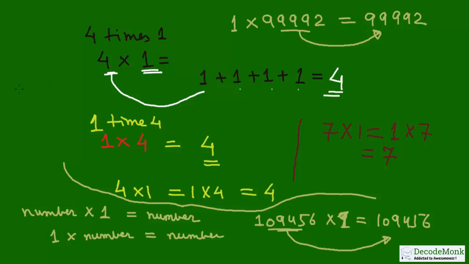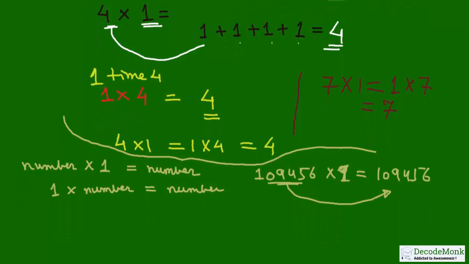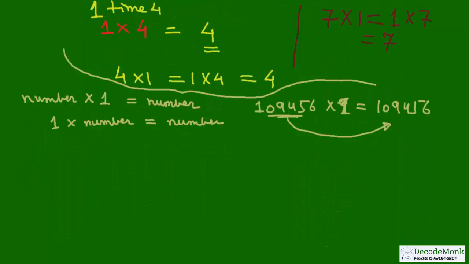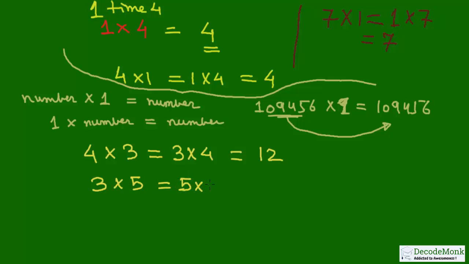This is one property you should understand very well. And the most important property, which I am again telling you that you should remember very well, is that if you change the order of the numbers, the product or the result will not change. You can take any example. 3 into 5 will be equal to 5 into 3, which is equal to 15. 2 into 3 equal to 3 into 2 equal to 6.